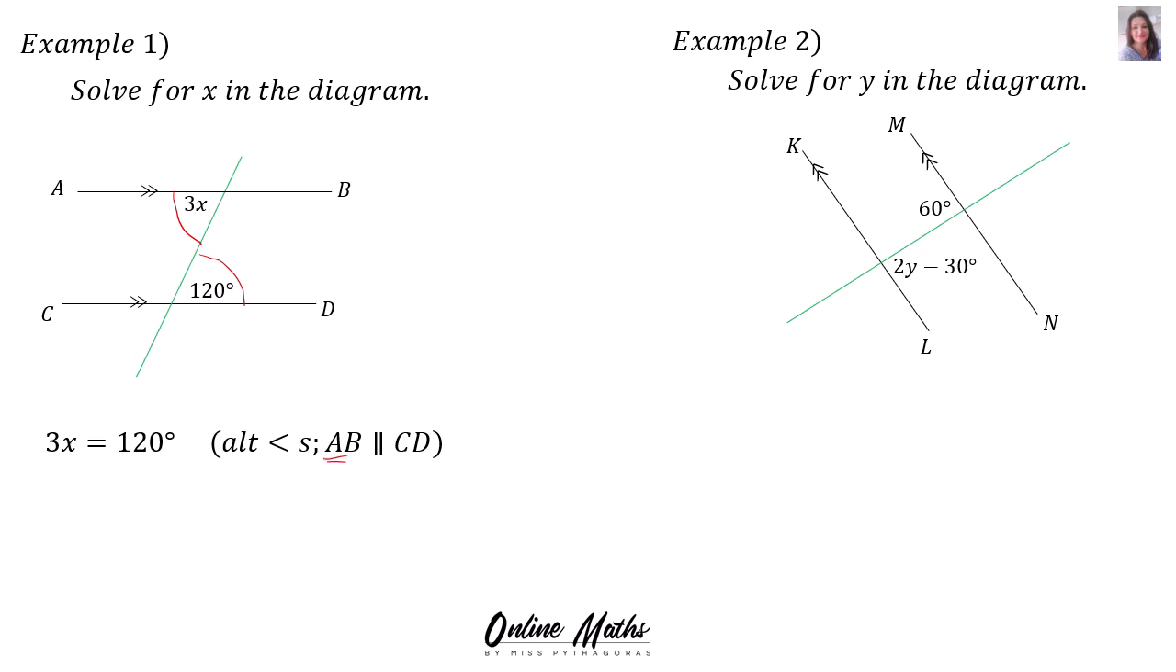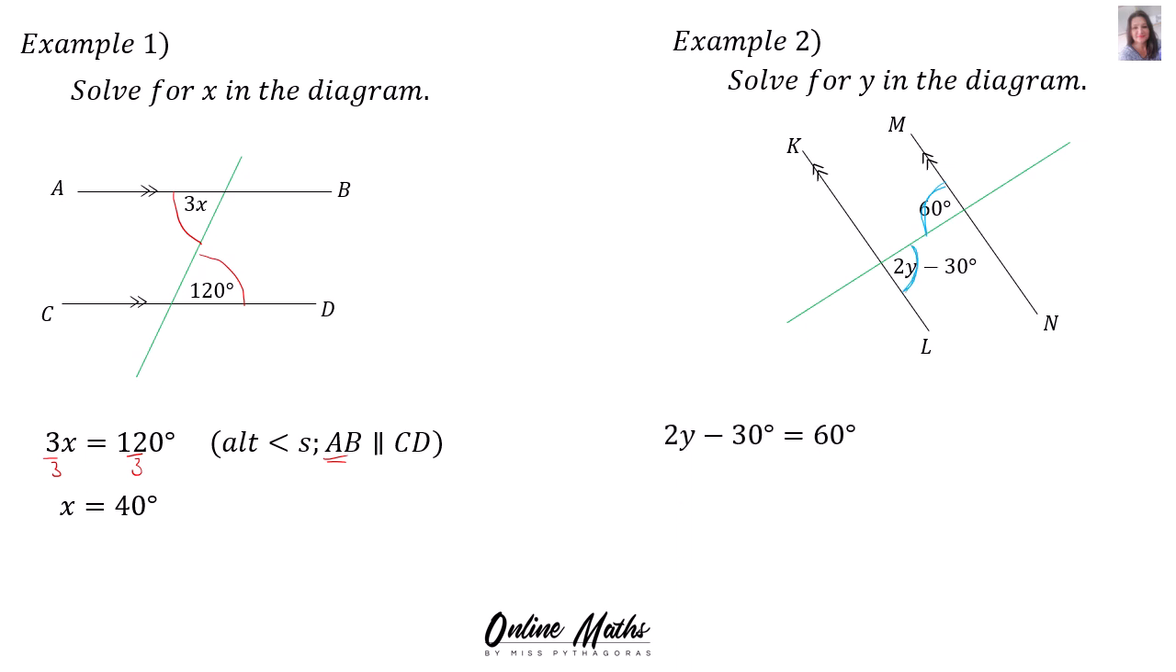So back to our sum, we want to solve x, so therefore we will divide both sides by 3 and x is equal to 40 degrees. Example 2, solve for y in the diagram. So there you can clearly see that there's 2 parallel lines, KL parallel to MN. And then this angle, the 60 degrees angle, is then the alternate angle to that one.